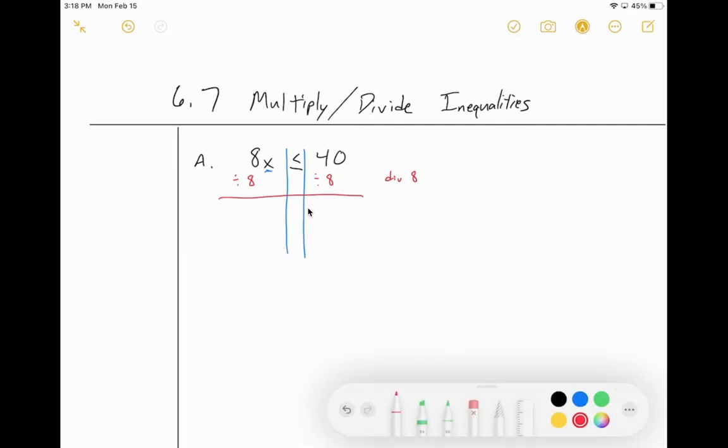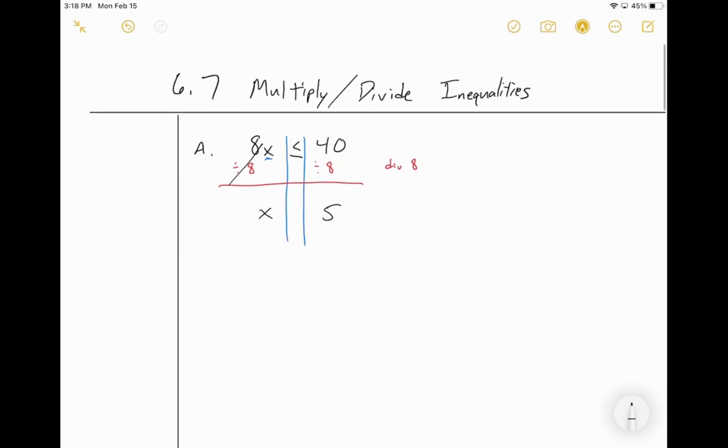Let's go ahead and do our division here. So that cancels out. We're left with x, and 40 divided by 8 is 5. And then sometimes people just instinctively put the equal sign there. So make sure you put the less than or equal to, the sign that was just right above. And there you go. So x is less than or equal to 5. Let's go ahead and graph it, and then we'll check it, okay?